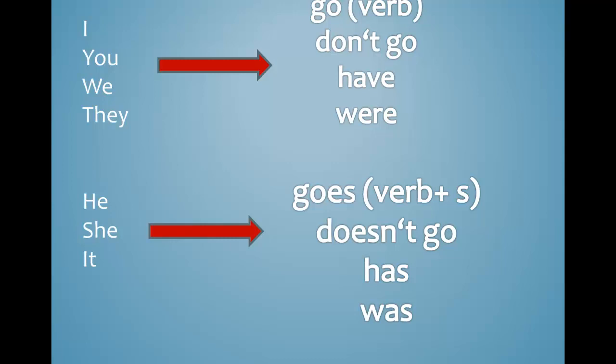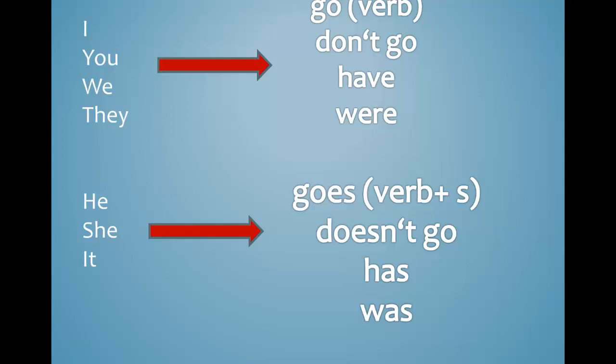This is also true in the negative for the simple present. We say I, you, we, or they don't go, but for he, she, or it, we say doesn't go. Okay, we don't have school today. They don't live here anymore. She doesn't have time to do her homework. Okay.